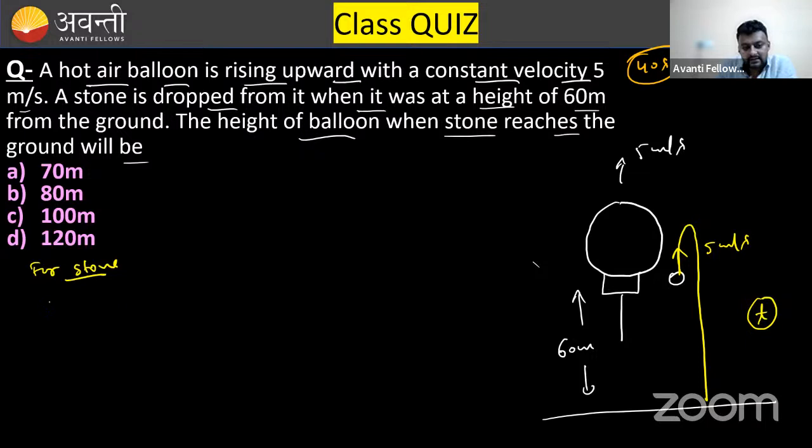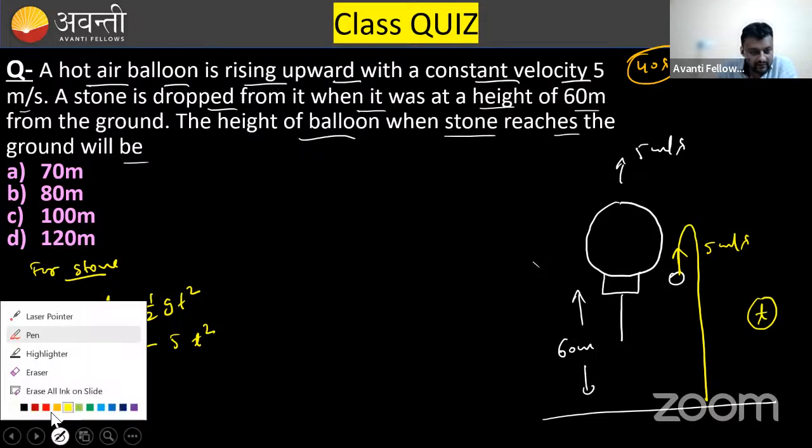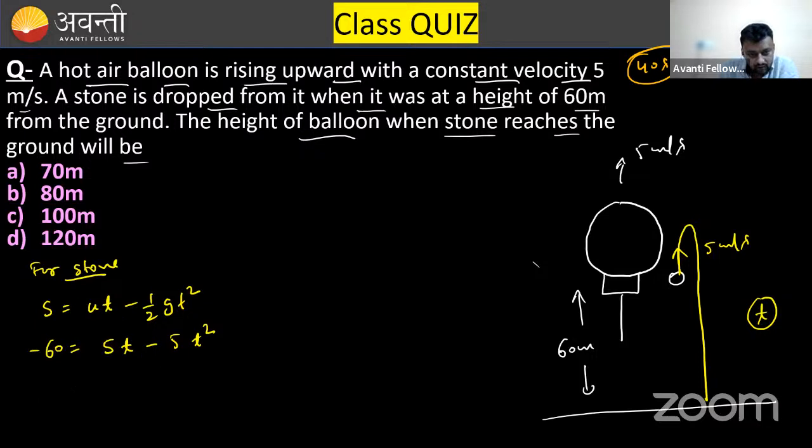I am writing S = ut - half gt². S is the displacement. What is the displacement? -60 = 5t - 5t², where the initial velocity is 5 and I am taking g as 10 meter per second square, so half g is 5t². So you can cancel out 5, and if you cancel out 5 and transfer the terms, it will become t² - t - 12 = 0.